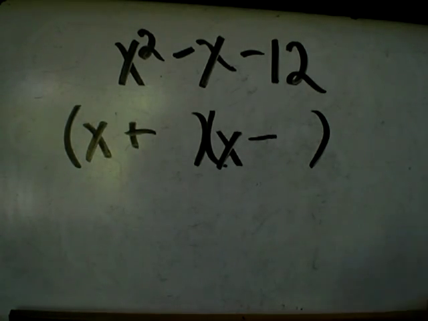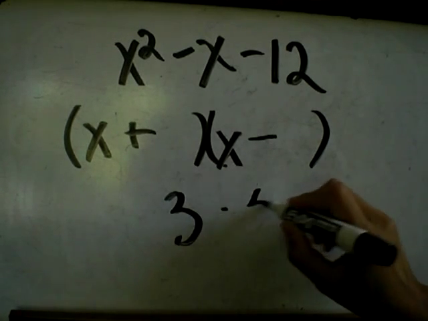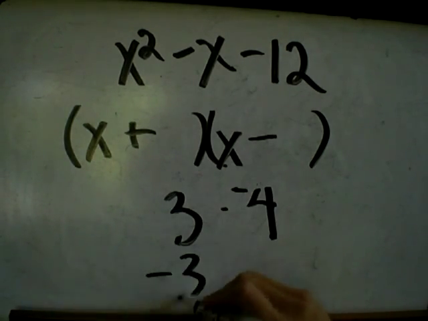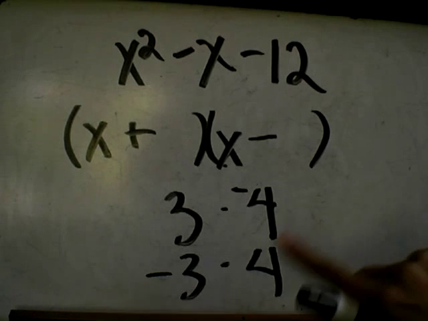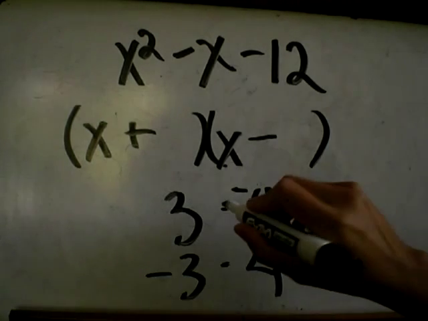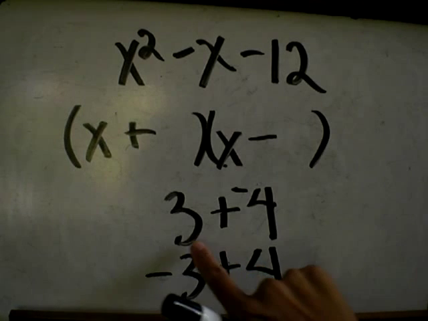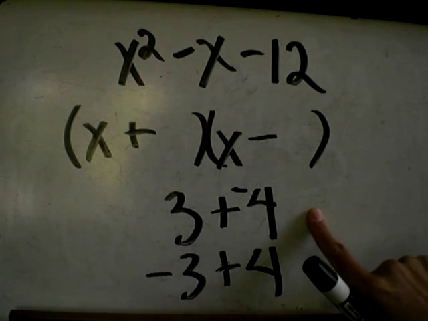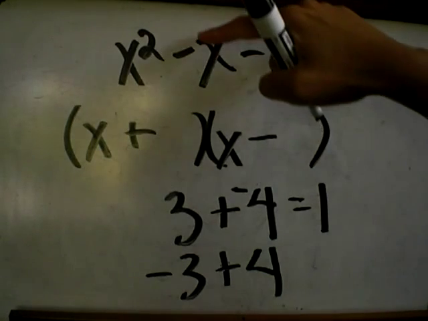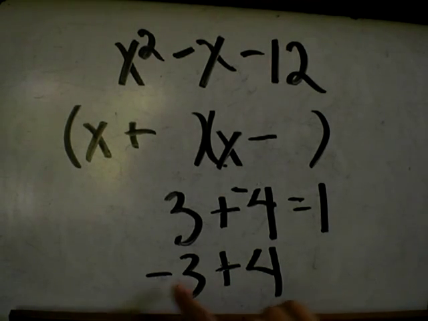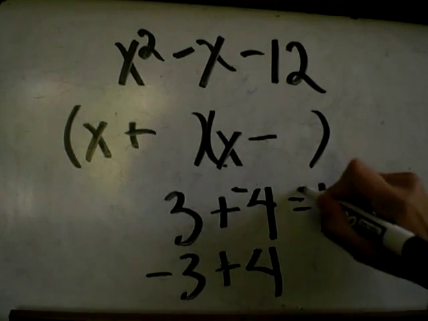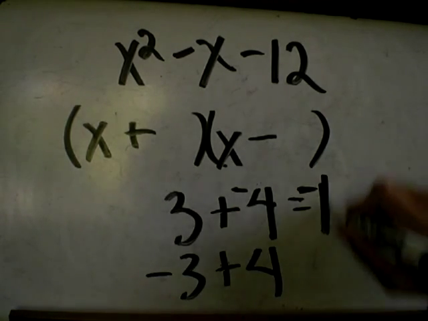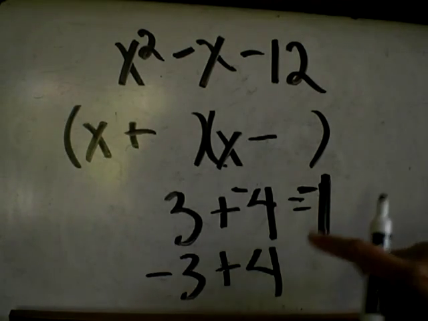All right, let's try maybe 3 times negative 4, and then negative 3 times positive 4. When we multiply them, we do in fact get negative 12. But when we add them, let's see what we get. 3 plus negative 4 gives us negative 1. Oh, I'm sorry, I misspoke. 3 plus negative 4 does give us negative 1.